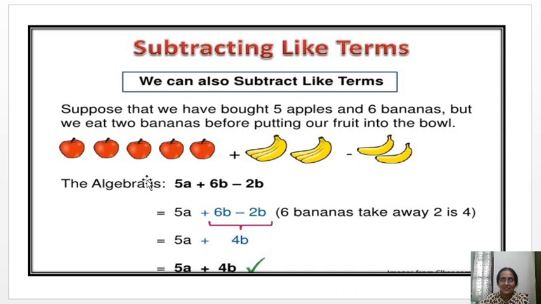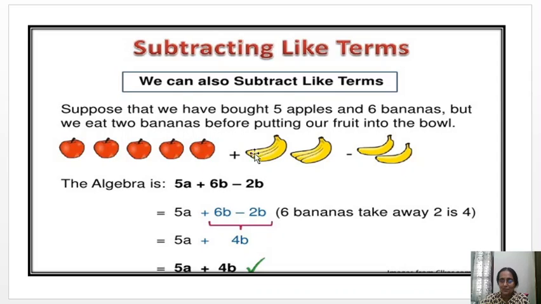Let us subtract now through figures. Through fruits only. How will we subtract? The fruits are drawn first. Fruits are shown here to make your understanding easy. 5 apples are here. You have to add 6 bananas. You have to subtract 2 bananas. But it is not possible to subtract 2 bananas from 5 apples, right? So you have to subtract bananas only from the bananas.